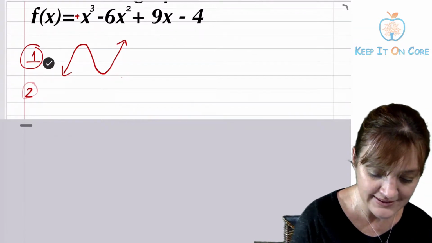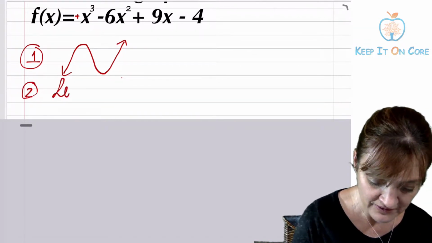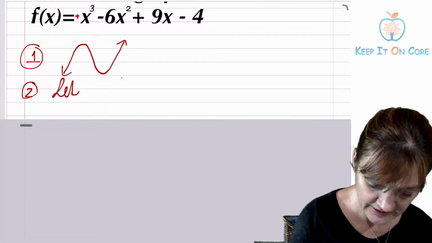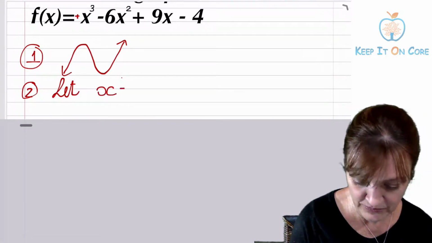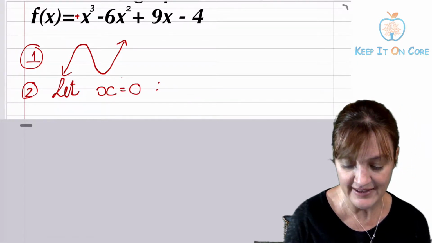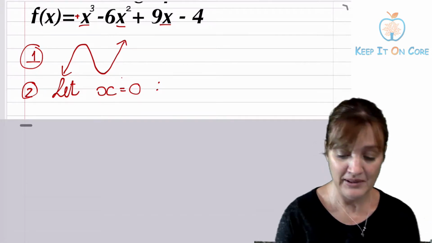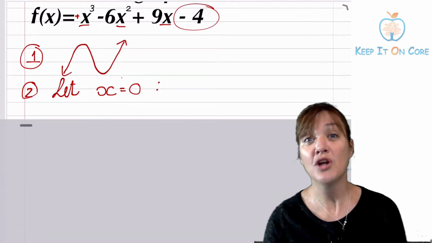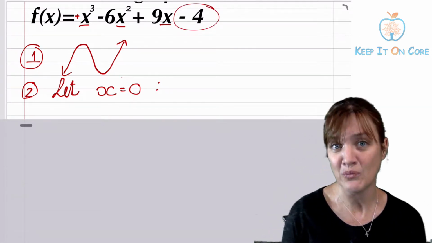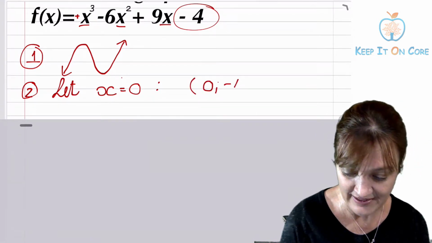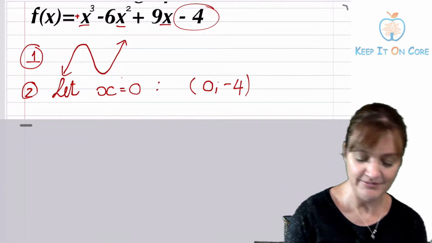Now remember, the y-intercept is very straightforward, because to work out a y-intercept, let x equal 0. And if I let x equal 0, those terms would become 0, and we'll end up just getting negative 4. So your last term, your constant term, is the y-intercept. Therefore, the y-intercept is going to be (0, negative 4). So those are easy.